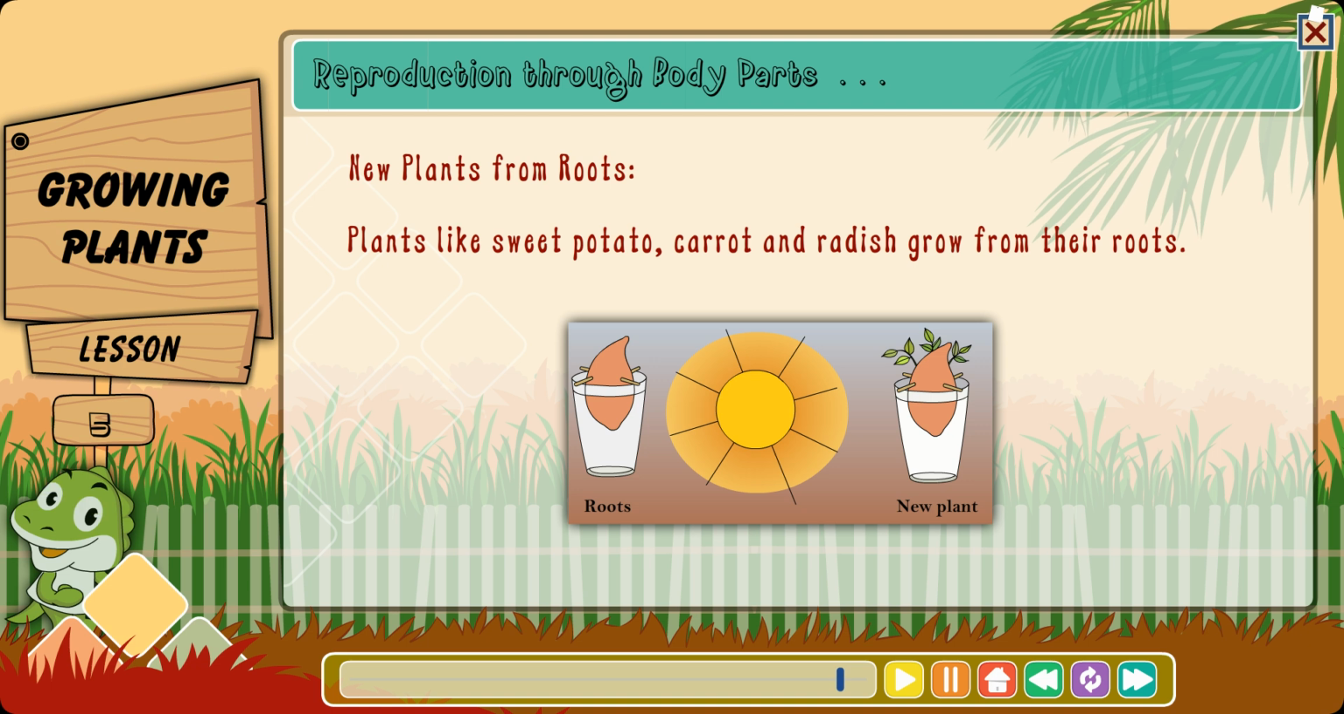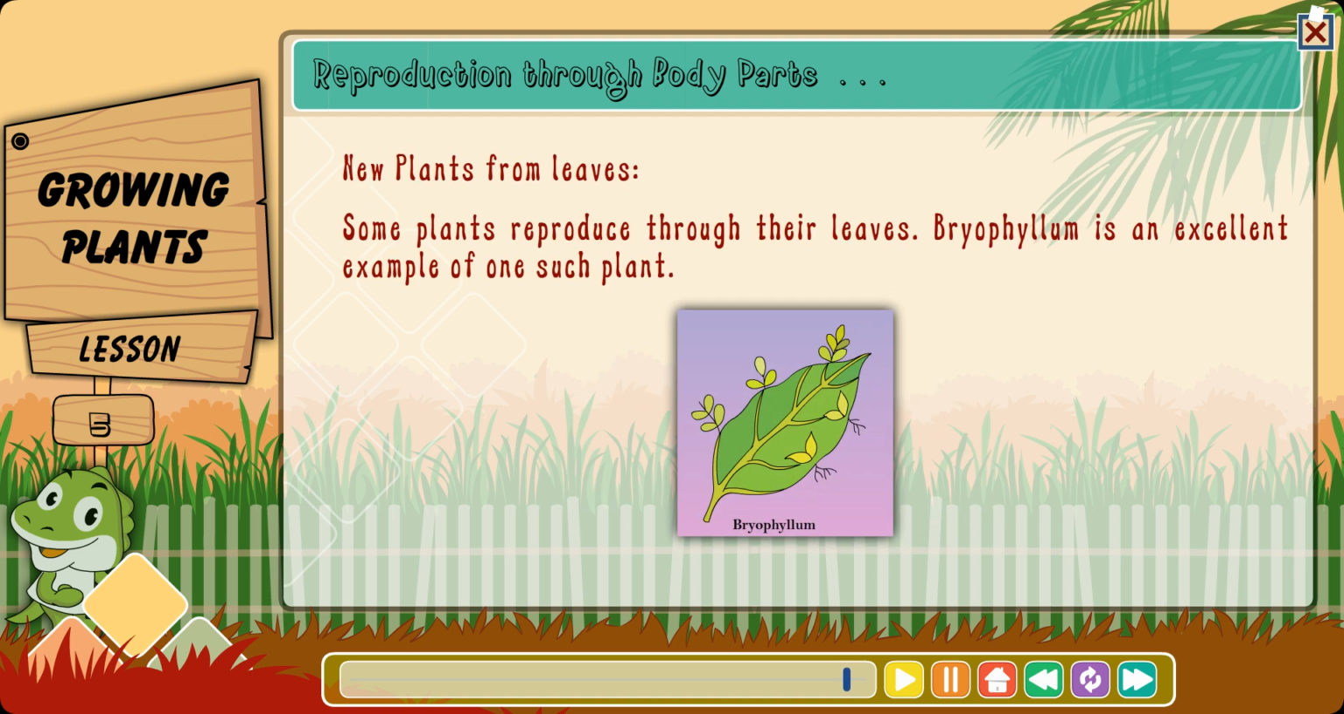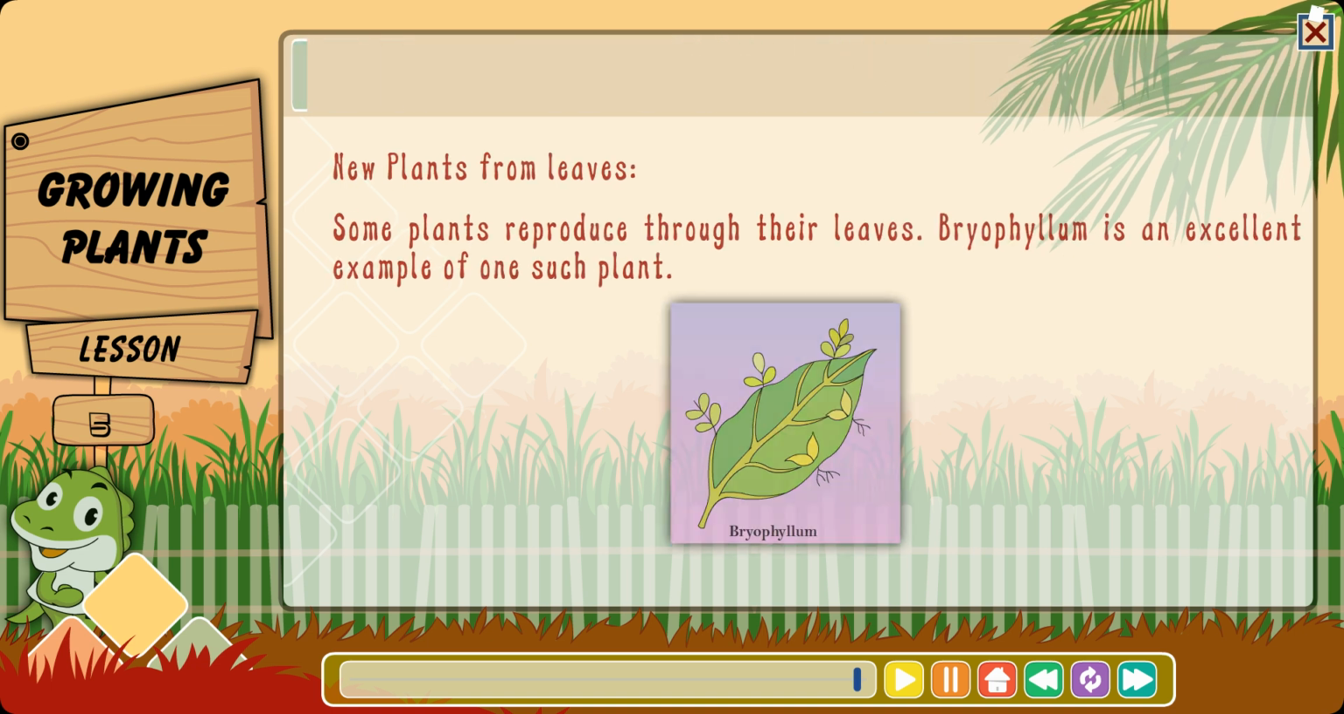New plants from roots. Plants like sweet potato, carrot, and radish grow from their roots. New plants from leaves. Some plants reproduce through their leaves. Bryophyllum is an excellent example of one such plant.